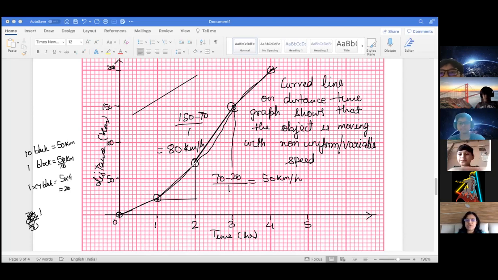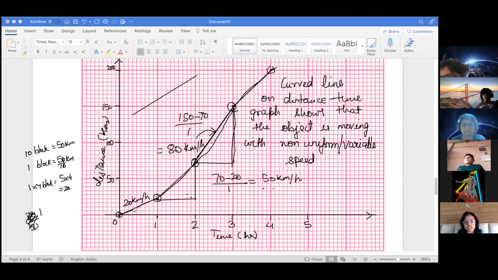From here also, if you make a triangle over here, you got 80 kilometer per hour here. You got 50 kilometer per hour here. And here you will get 20 kilometer per hour. You can see the speed is increasing. From here to here it was 20 kilometer per hour, from here to here 80 kilometer per hour. Then it is 50 kilometer per hour. Then from here it is 80 kilometer per hour. So this way the speed is increasing.